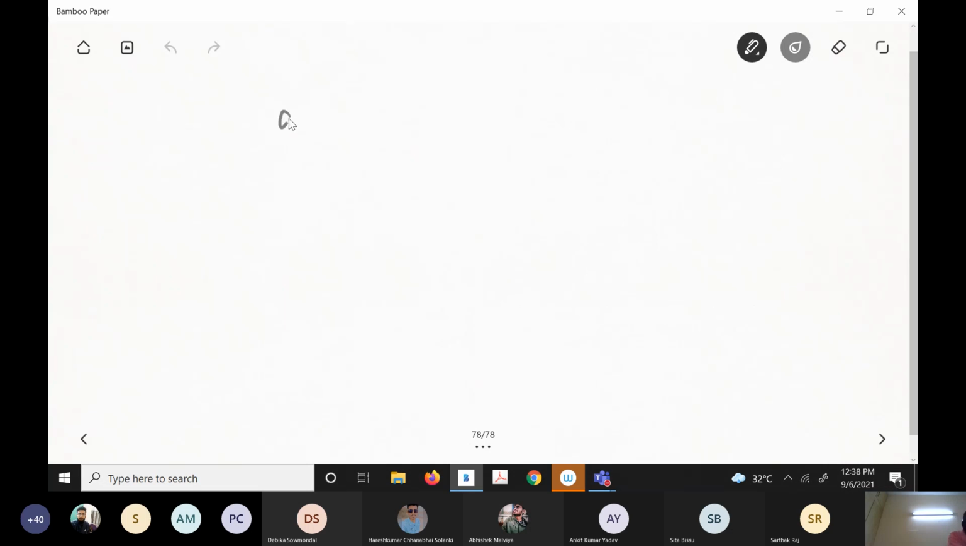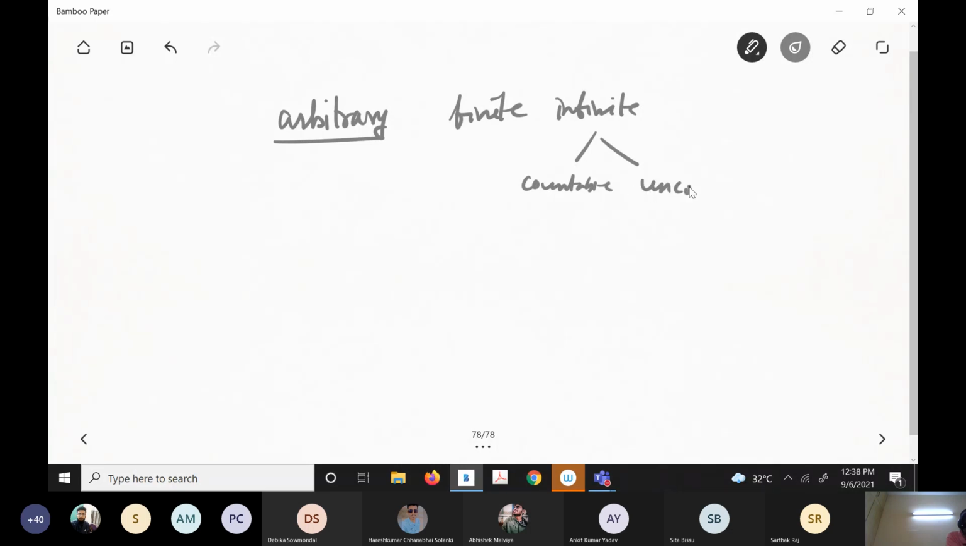Here I am using arbitrary union. Arbitrary means it is any union. That union may be a finite union or an infinite union. Infinite union, you may have both countable and uncountable. That's the meaning of arbitrary. It can be anything. I am saying that if you start with a metric space, this proof is very immediate. Just use the definition. Then take a family of open sets.